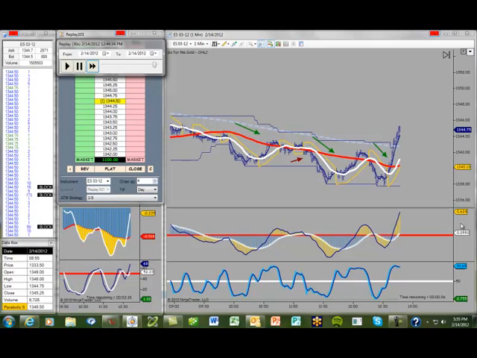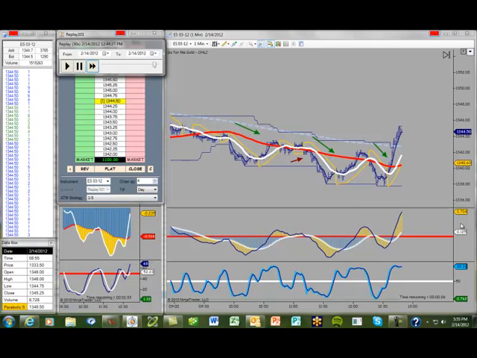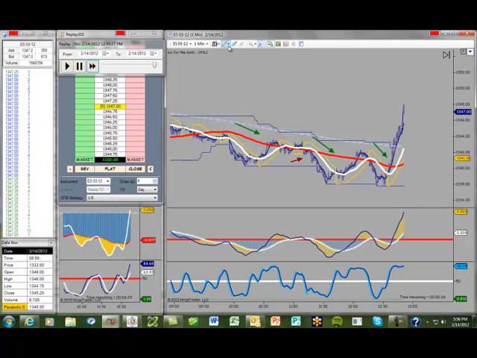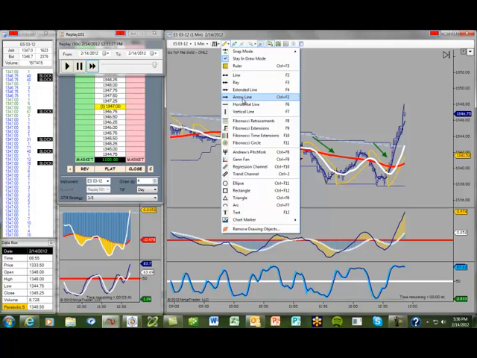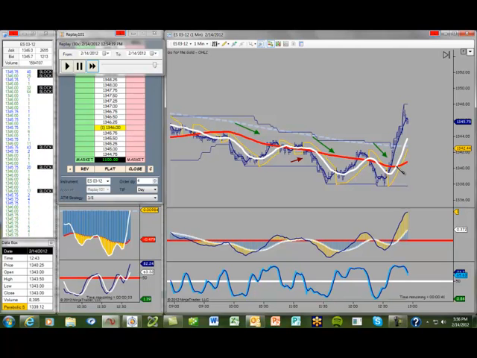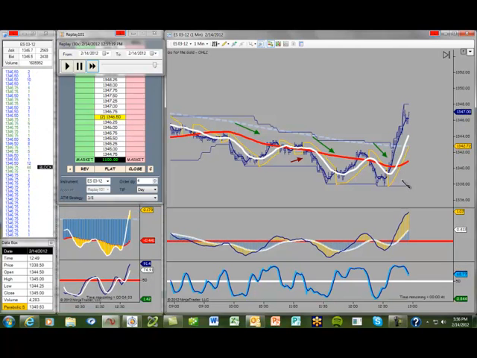Okay. And we're now almost to 1 o'clock in the afternoon. So that was definitely our last trade of the day. And we got in just as we were below here, and the white was ready to cross the red. So there we are.